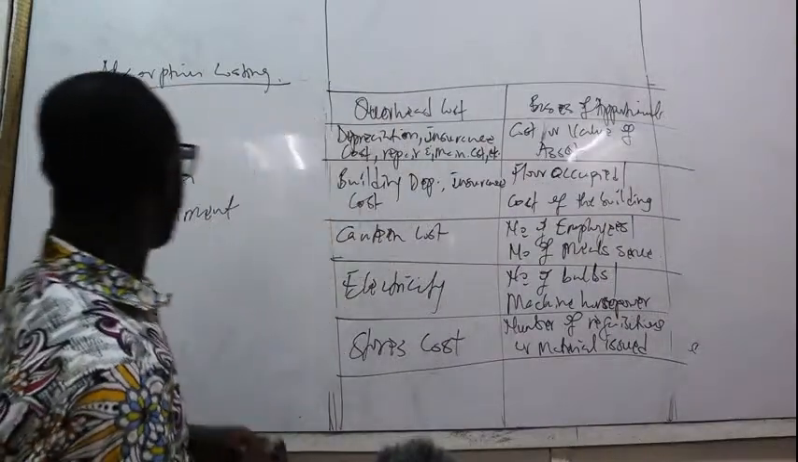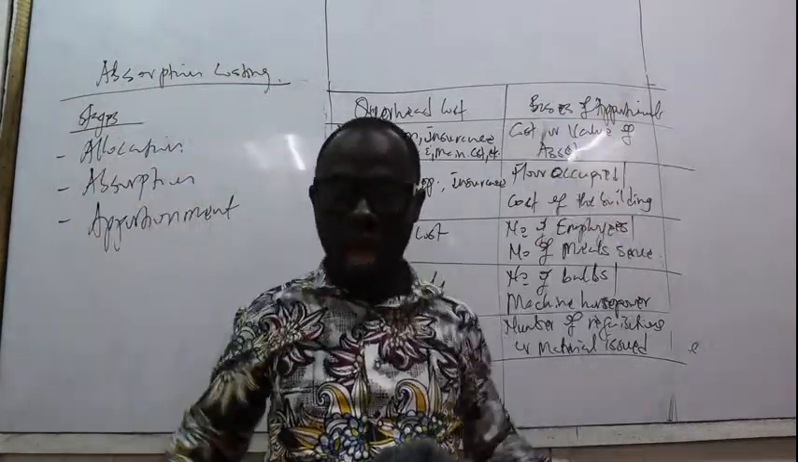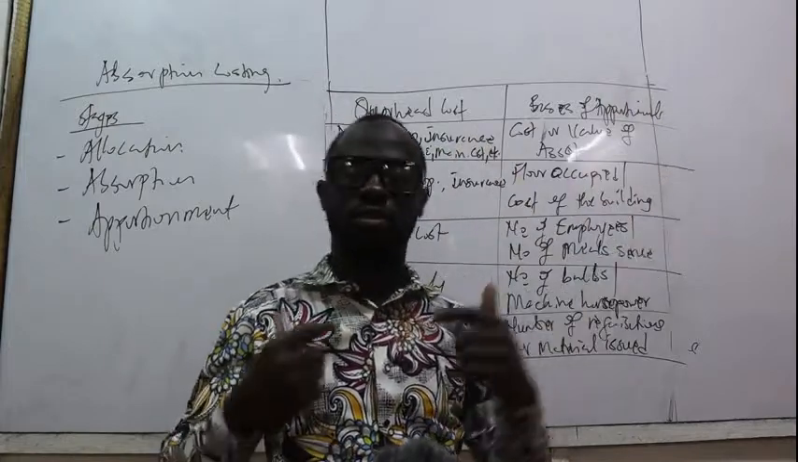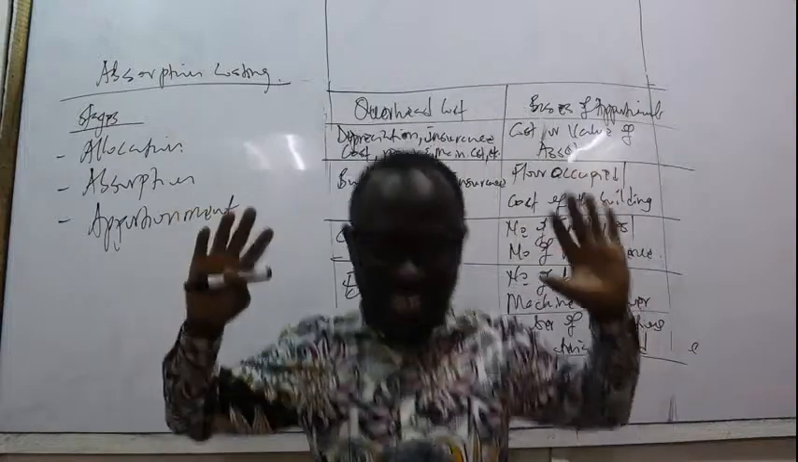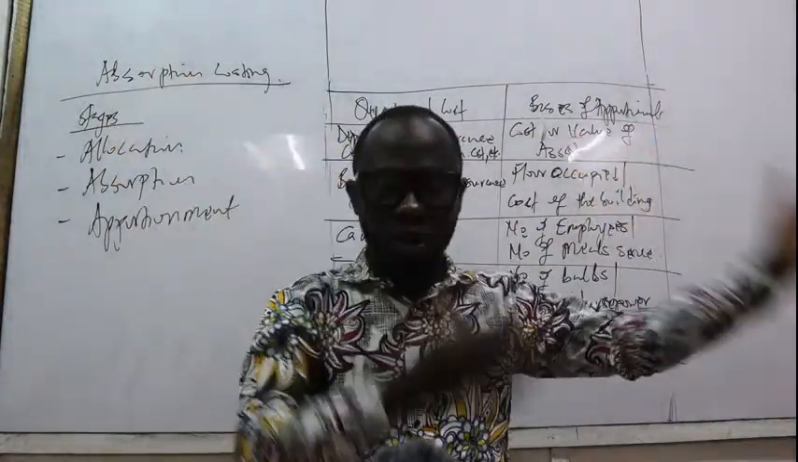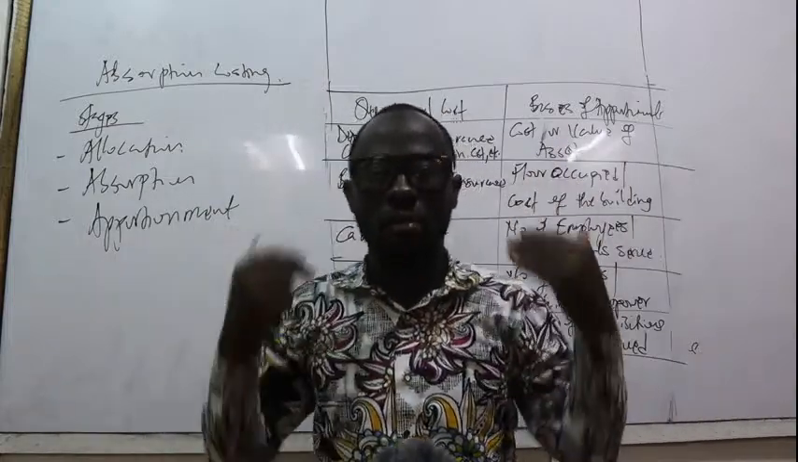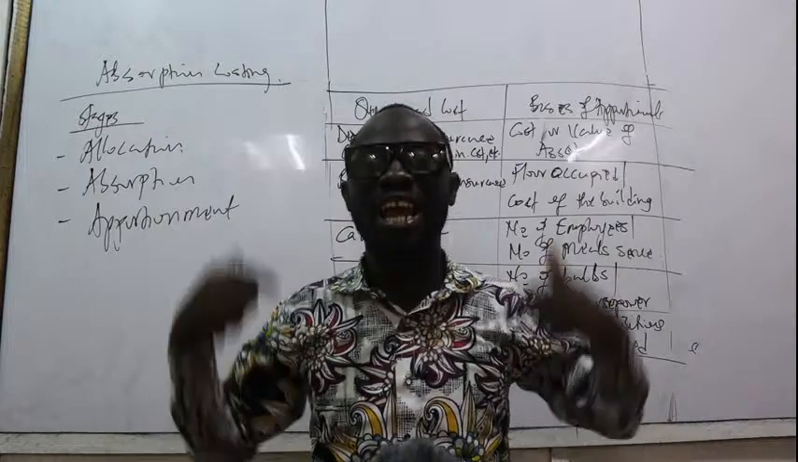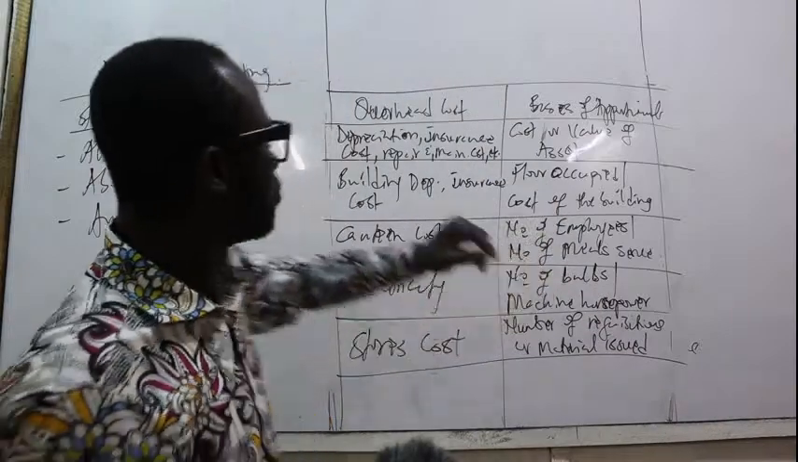All right. So allocation is the process of charging a whole item of overhead to a particular cost center or cost unit. Then apportionment is the spreading of the overhead cost between the cost centers or cost units. But the spread has to be done fairly. So what basis do we use to do that? And that is to look at these things.